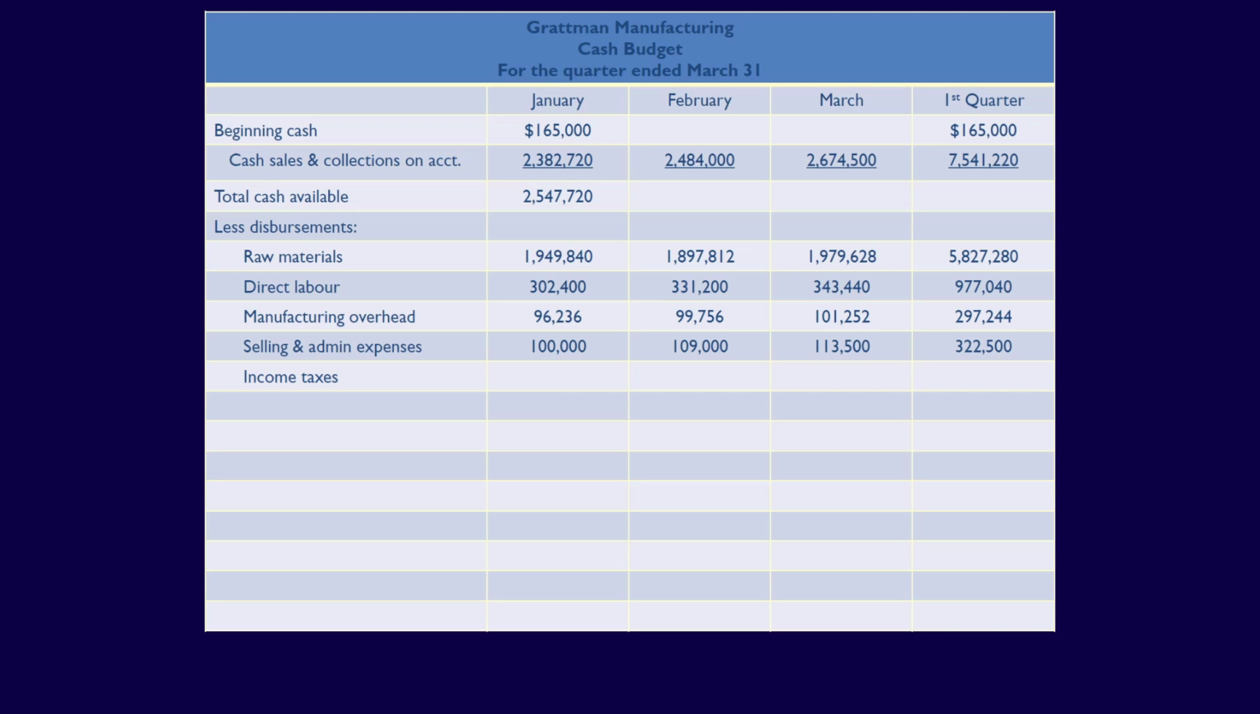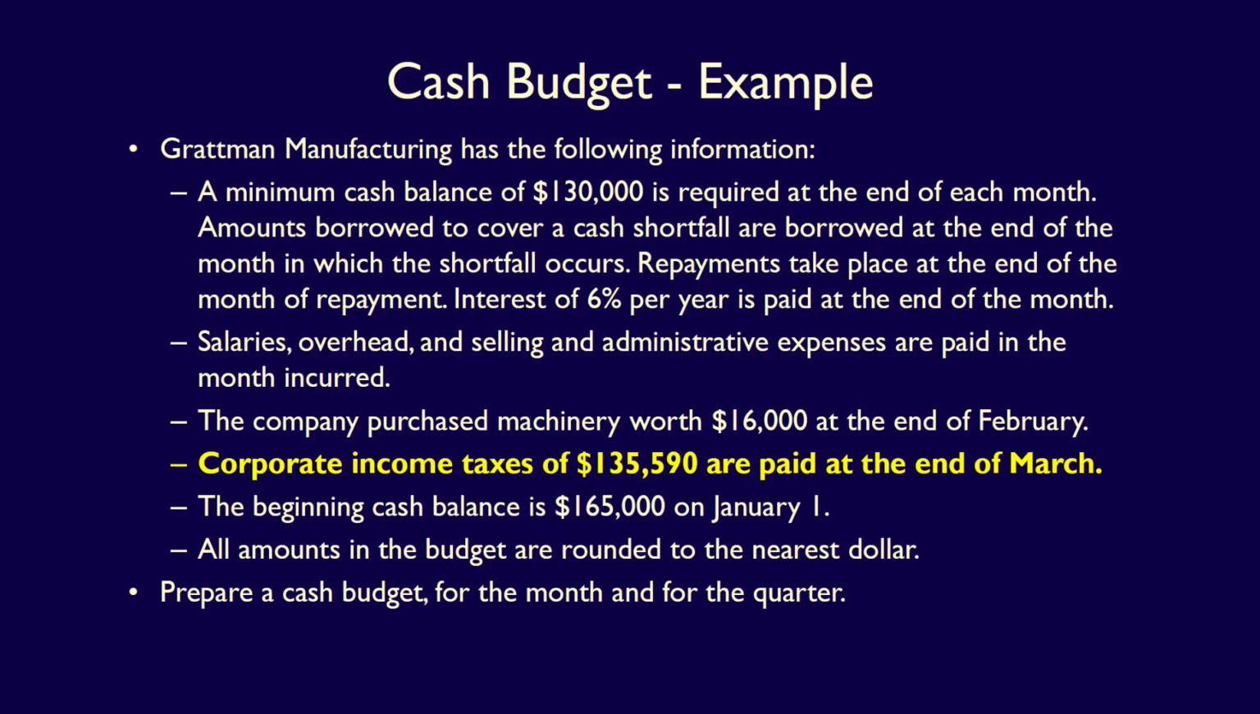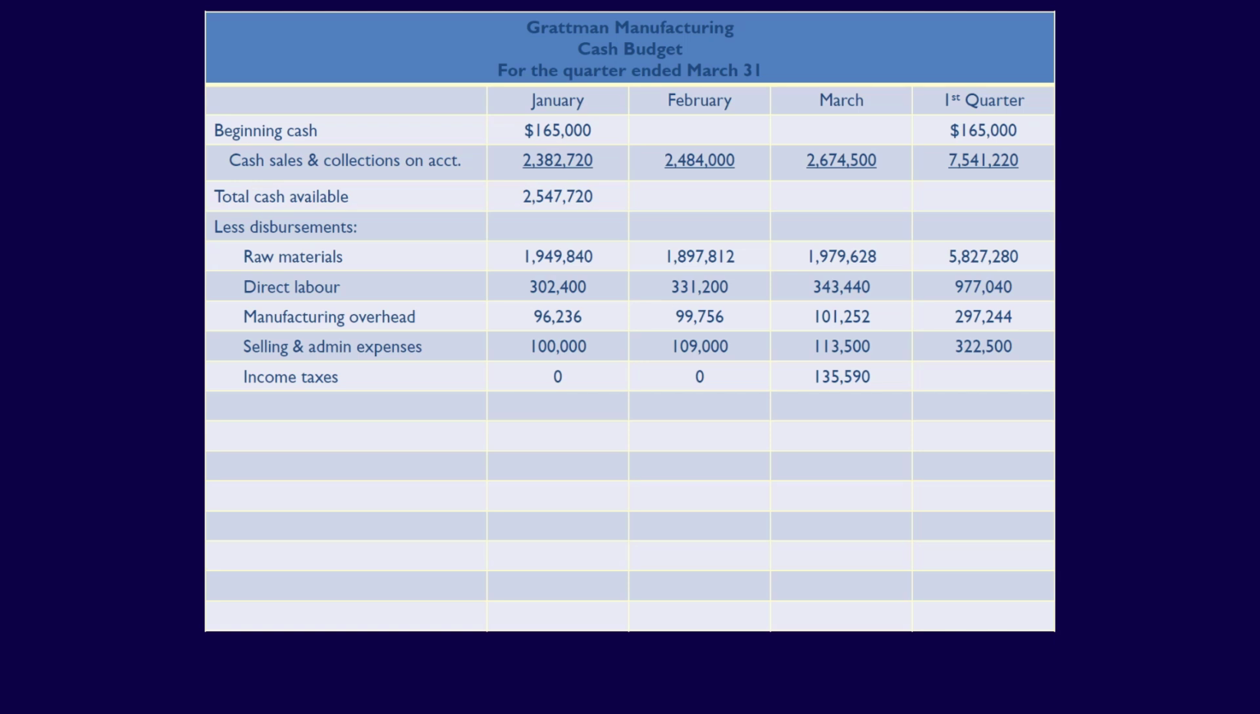Did Gratman Manufacturing pay income taxes? Going back to the question, we see that Gratman paid corporate income taxes of $135,590 at the end of March. So we can transfer that information into our cash budget. Income taxes are $0 for January and $0 for February, and $135,590 for March. To determine the income taxes for the quarter, we simply add all the columns.